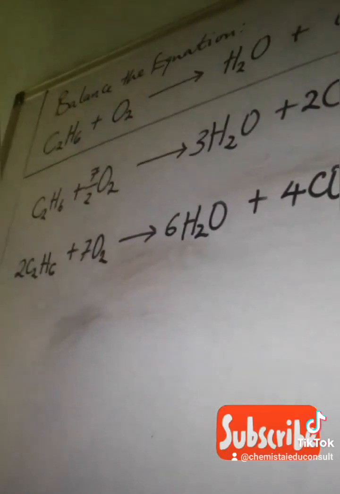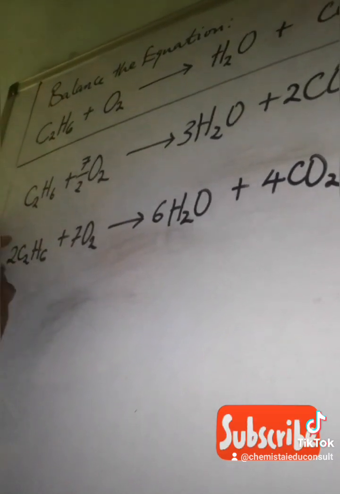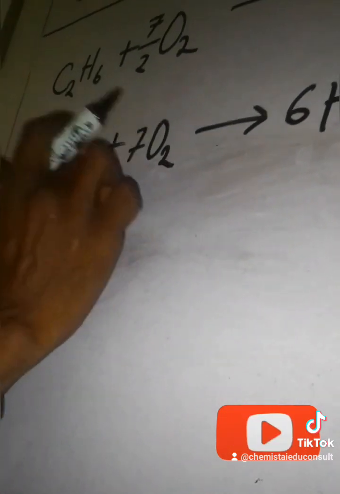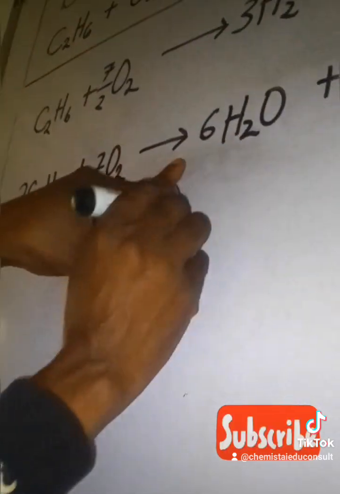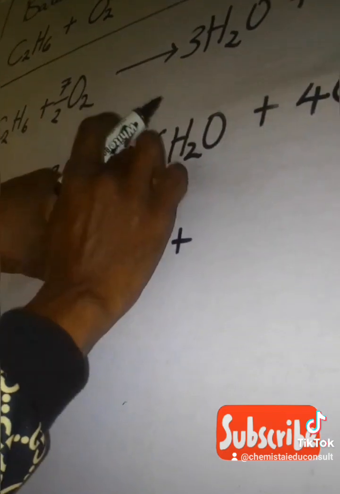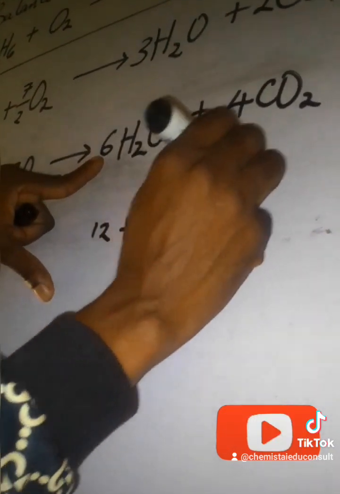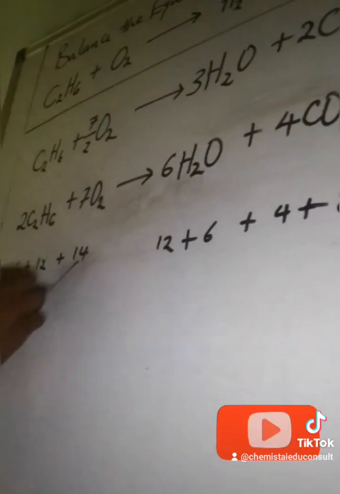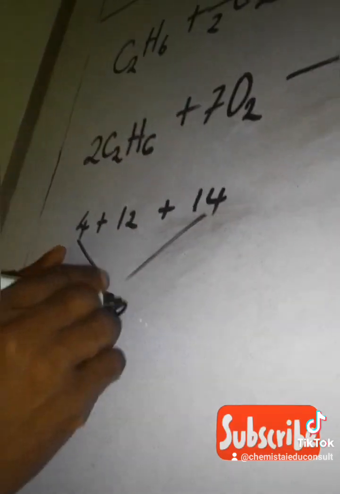If you check again, you will see that the equation is balanced. Carbon is 2 times 2, 4 here. Hydrogen is 2 times 6, 12. Oxygen is 7 times 2, 14. Hydrogen is 6 times 2, 12. Oxygen is 6 times 1, 6. Carbon is 4, plus 4 times 2, oxygen is 8. If you check the total number here, 12 plus 4, 16, plus 14, that is 30.